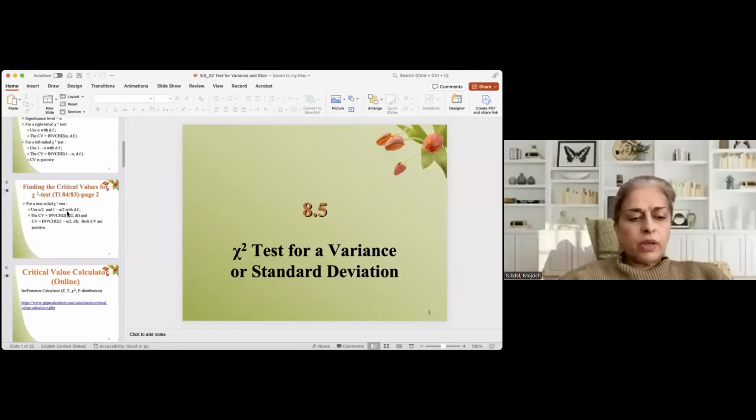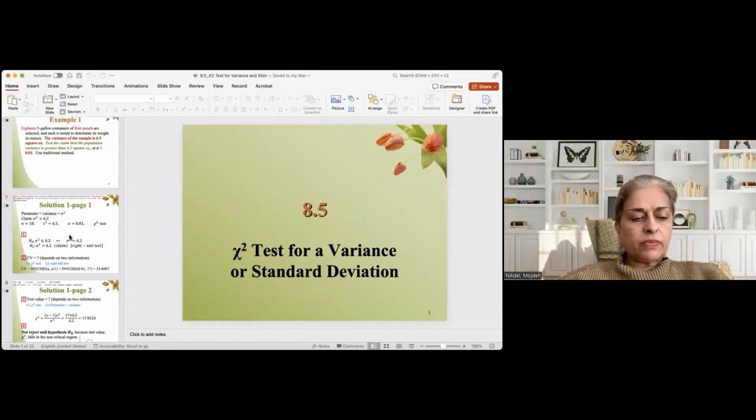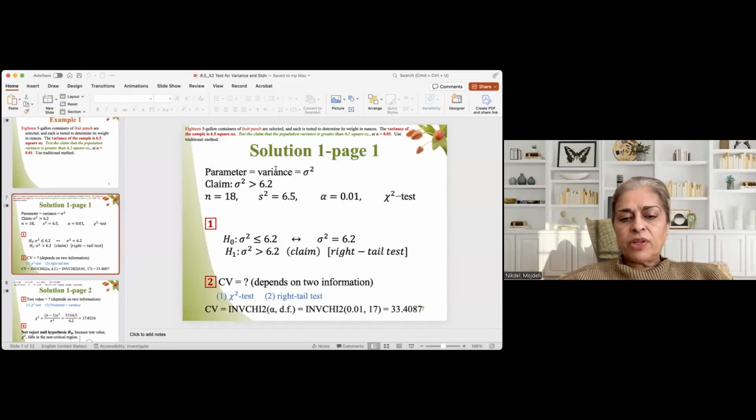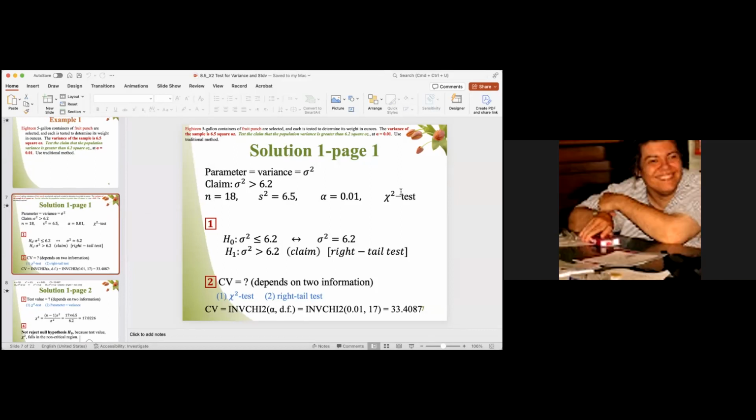Here, this is chapter 8. Parameter, variance, sigma squared, claim. These are the data that I say, give me the data. Data here, then I said appropriate test, like chi-square test, z-test, t-test. Understand? Yeah, I think we're good.